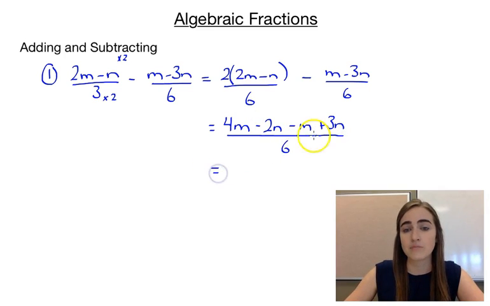Then we can collect back terms. So 4m minus m would be 3m, and minus 2n plus 3n would be plus n, over 6. Okay, so that's our first example. Let's have a look at a second.